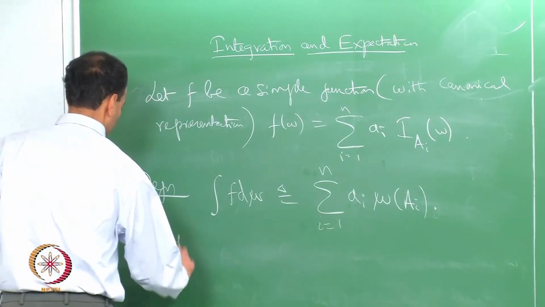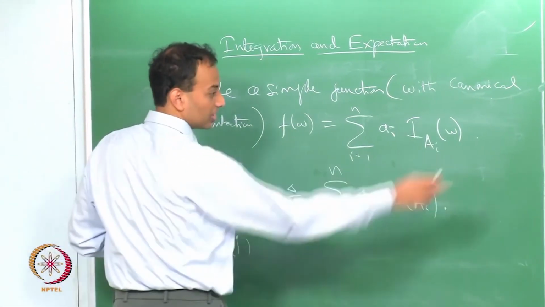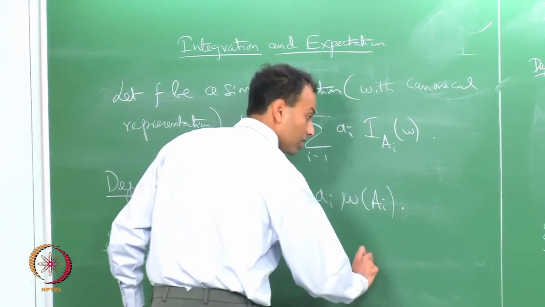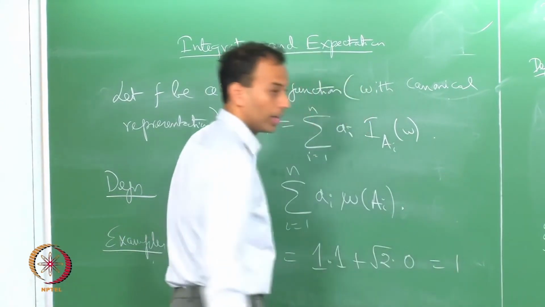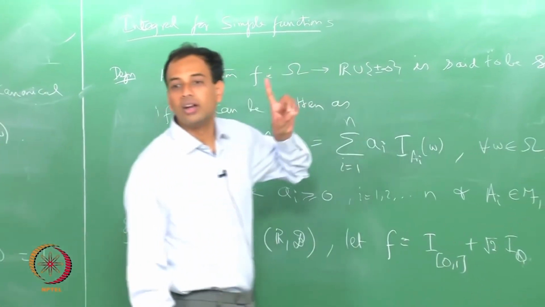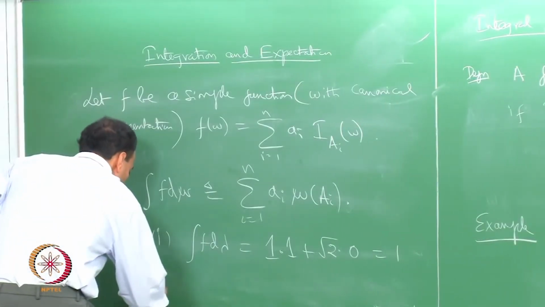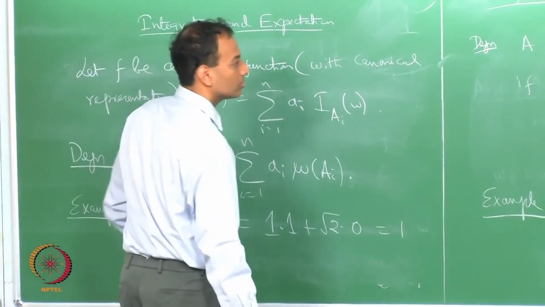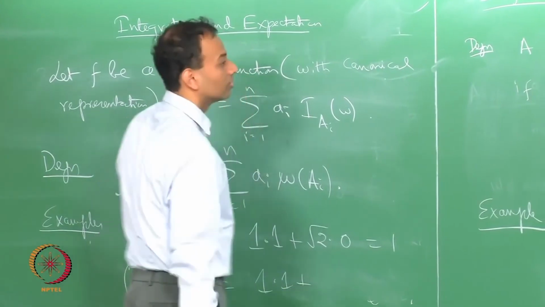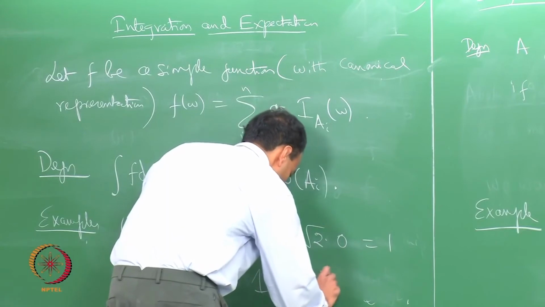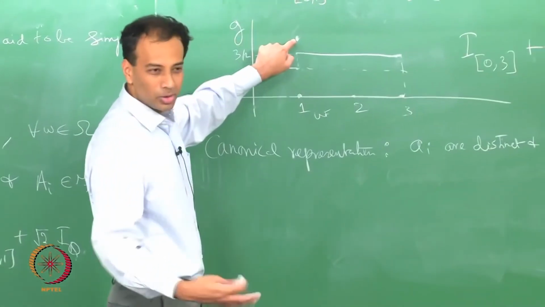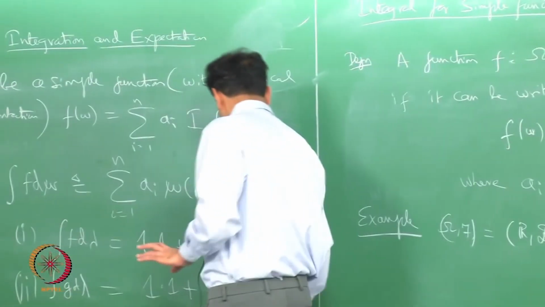So, examples. For that function over there, the integral of f d lambda will be 1 times 1 plus square root of times 0, which is equal to 1. So the integral of this function is 1. Similarly, for g, the integral of g d lambda, I can write it as 1 times 1 plus 3 by 2 times 2 plus 5 by 2 times 0, that is 0. So this is equal to 4, isn't it.